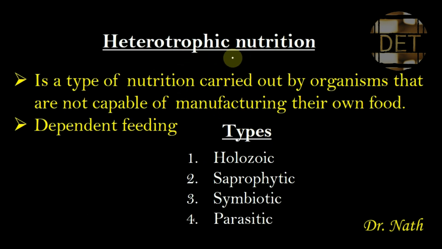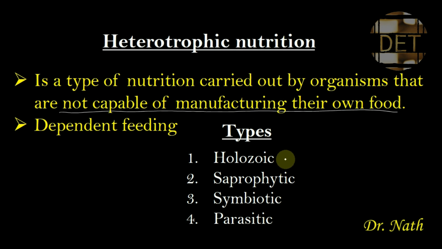So like I've mentioned before, heterotrophic nutrition is a type of nutrition that is carried out by organisms that are not capable of manufacturing their own food. And I've said that the hallmark of this definition is that the organisms are not capable of manufacturing their own food. If they are capable of manufacturing their own food, that will be autotrophic nutrition, also called holophytic nutrition. So heterotrophic nutrition is also called dependent feeding or dependent nutrition, and there are 4 types or examples: holozoic, saprophytic, symbiotic, and parasitic. So this is very important.